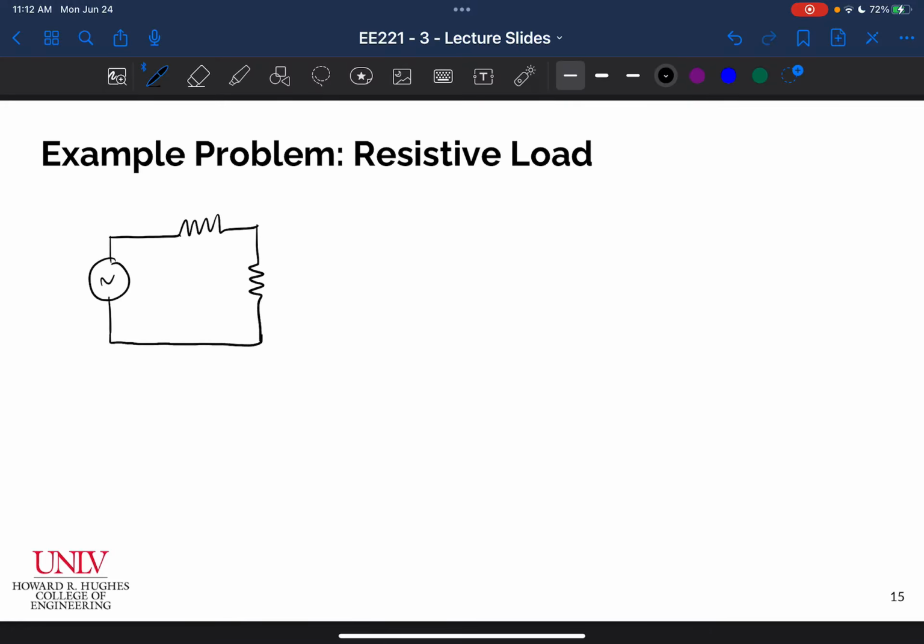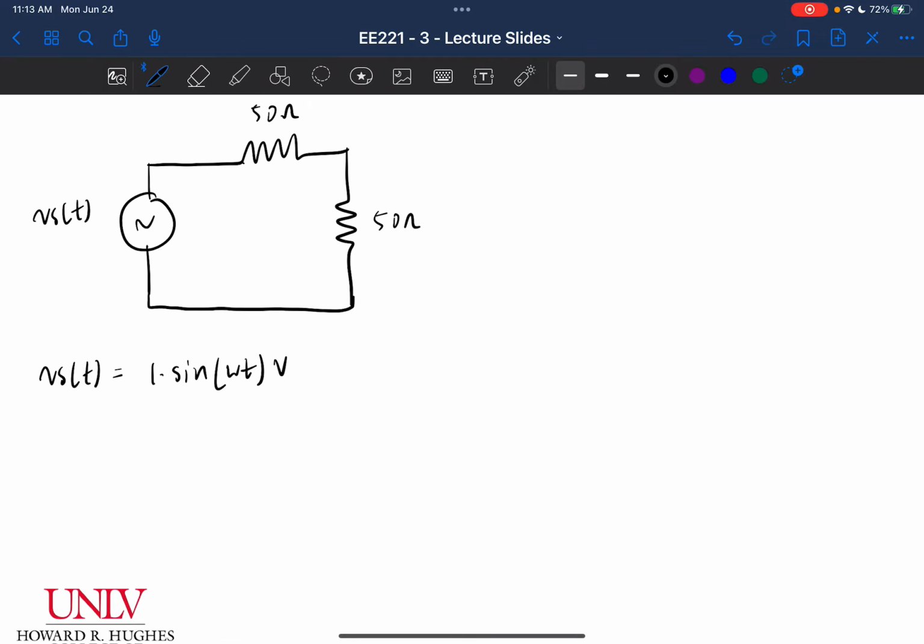And we are interested in the... let's just make this 50 ohms. Let's make this 50 ohms also. And let's let this be a sinusoid Vs of t. And let's say Vs of t is equal to 1 volt times the sine of omega t volts. Or just the sine of omega t.